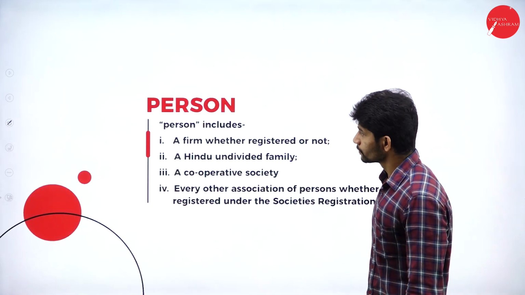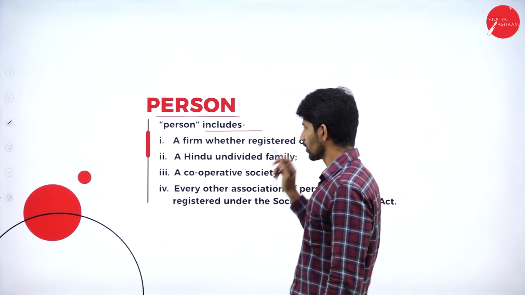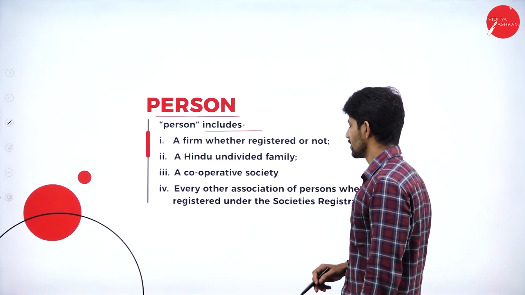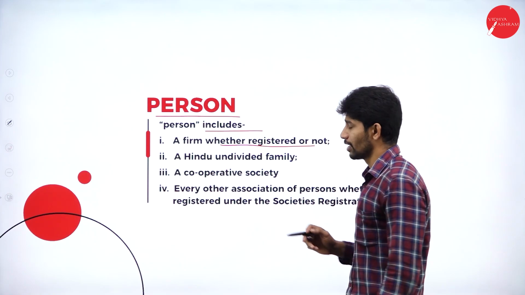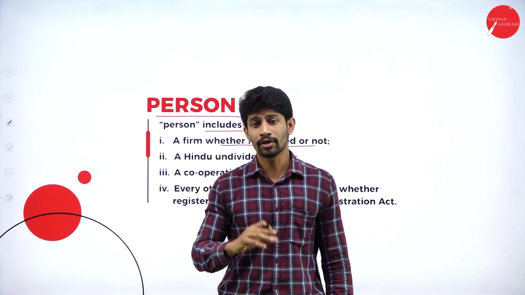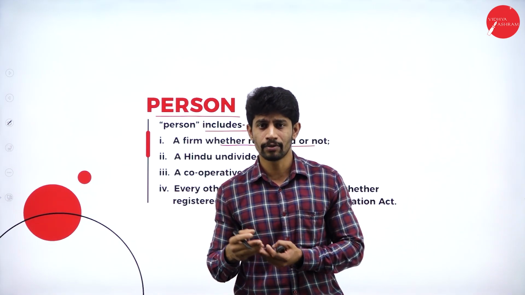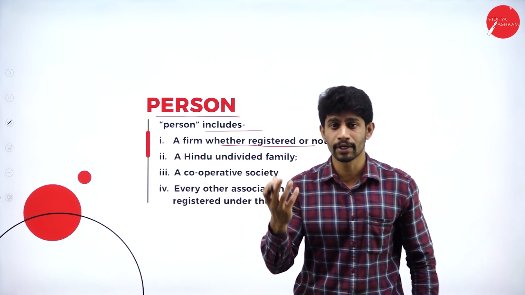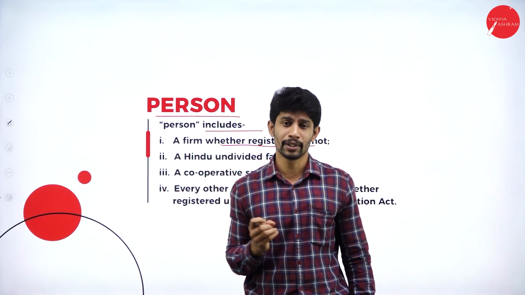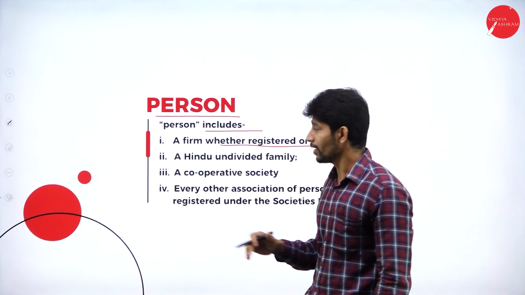Moving further, person. So who is called a person? The word person includes a firm whether registered or not. Yes, a person is not only an individual. Whoever it is, like a firm, partnership firm, joint stock company, Hindu undivided family, a cooperative society, association of people, these are all called a person.